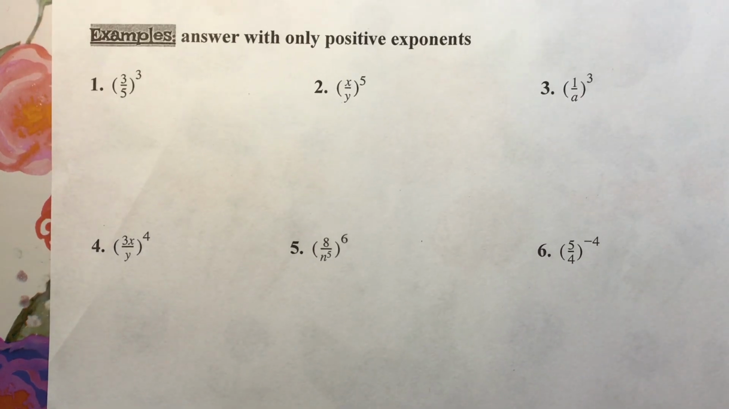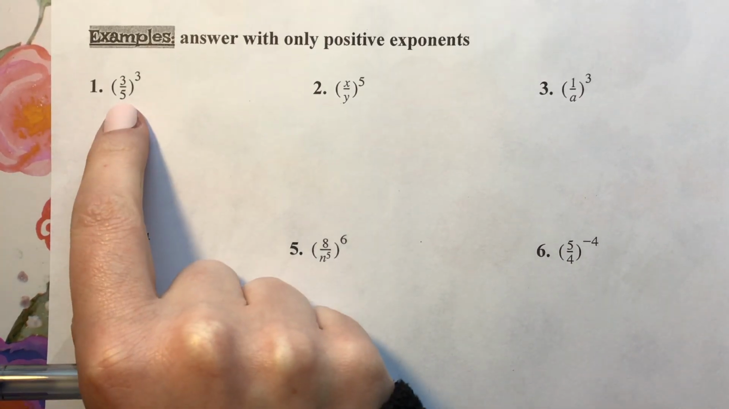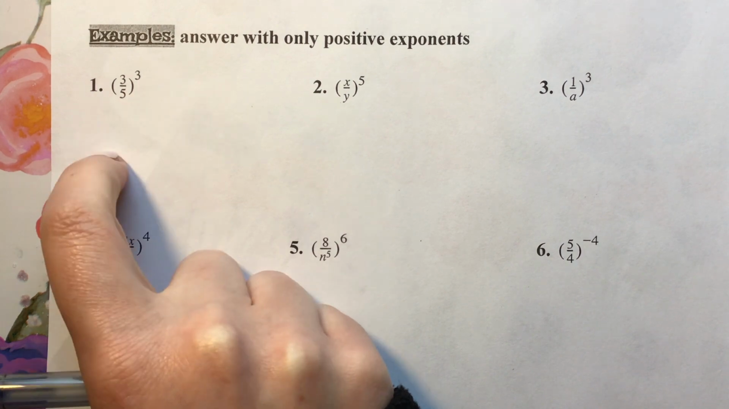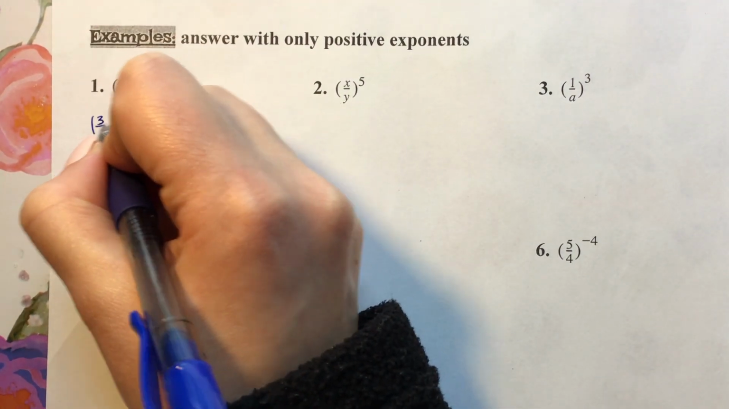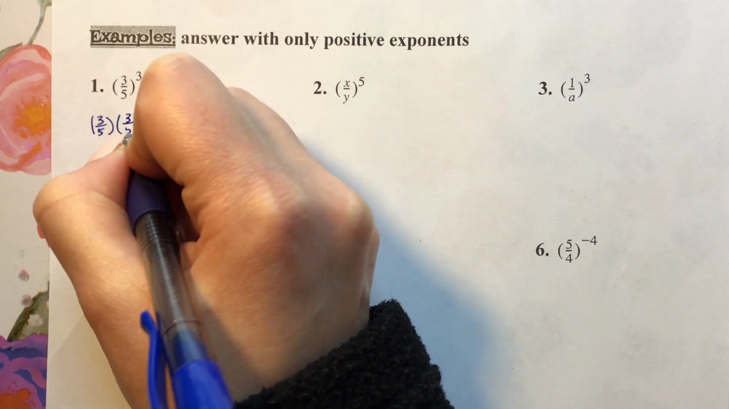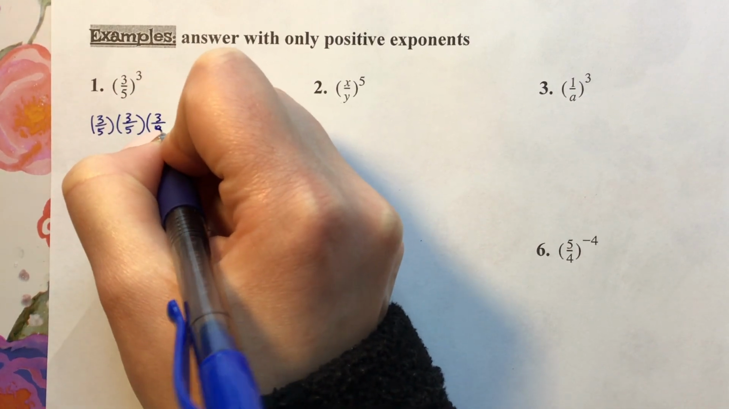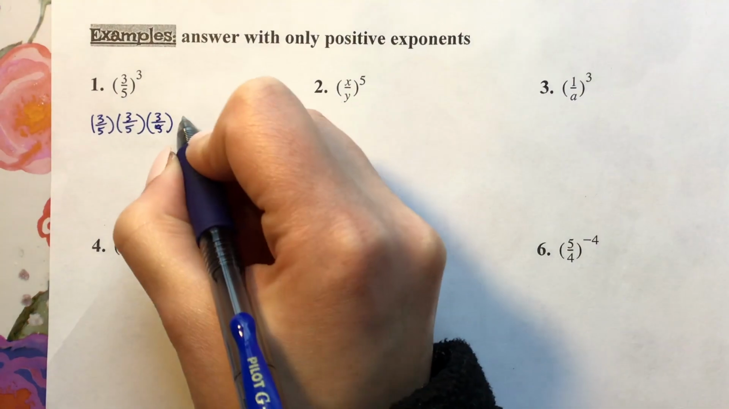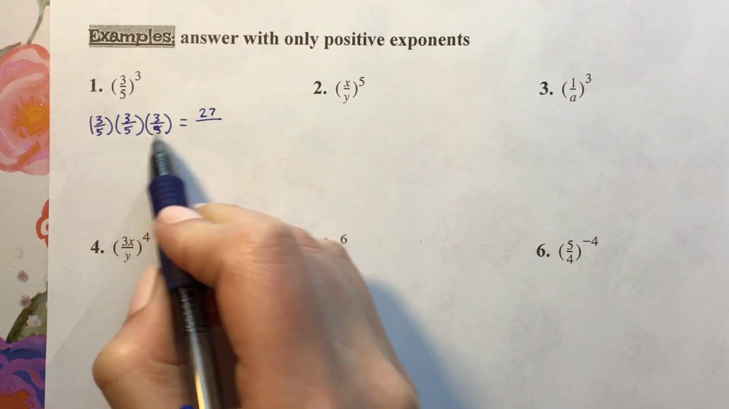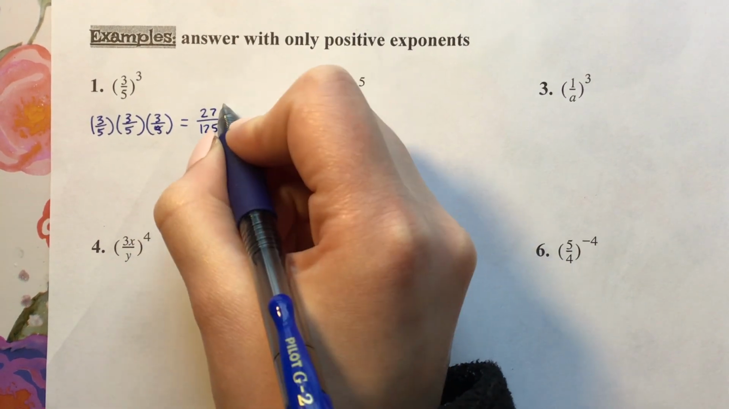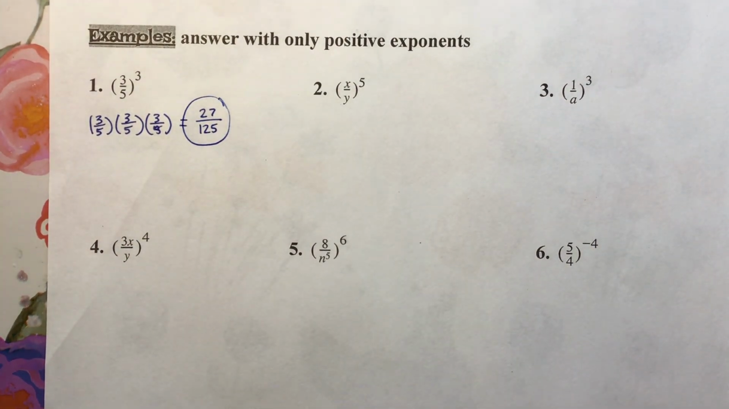So let's put that into action and see what that looks like. This is 3 5ths raised to the third. That looks like this. 3 over 5 times 3 over 5 times 3 over 5. Well, when I do that, 3 times 3 times 3 is 27. 5 times 5 times 5 is 125. There's your answer.